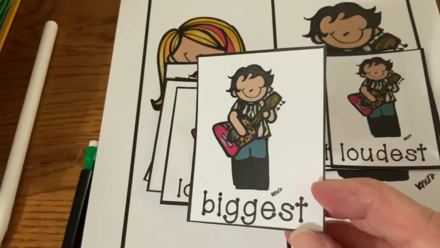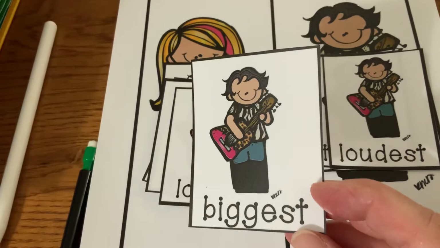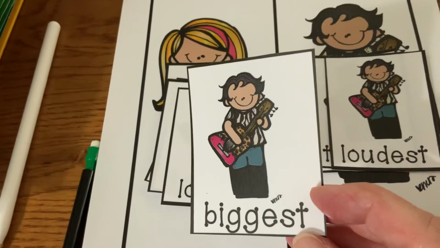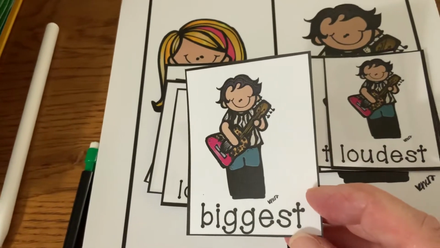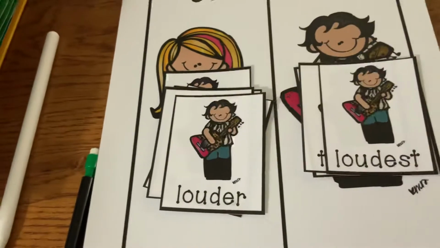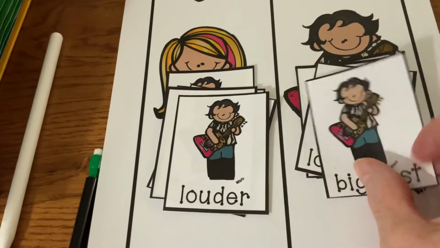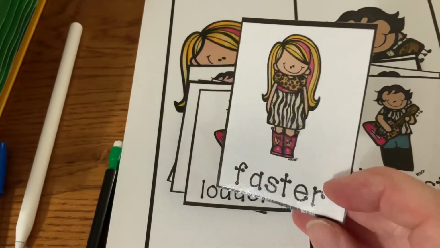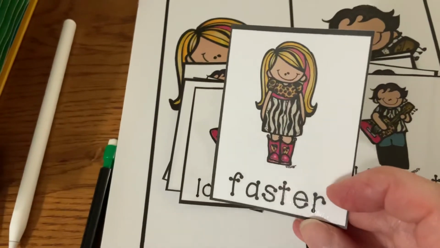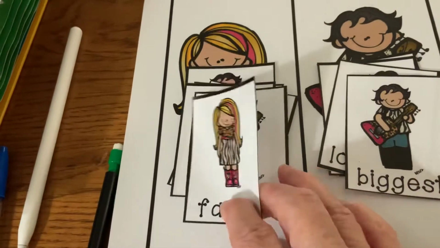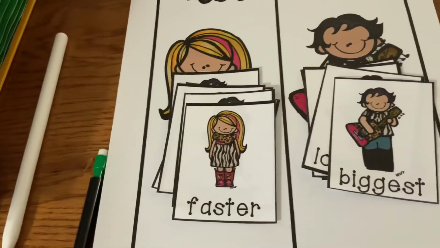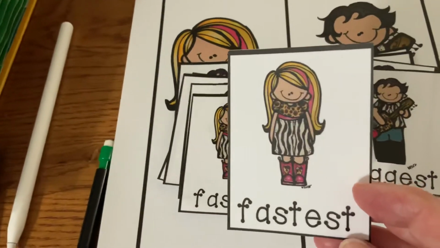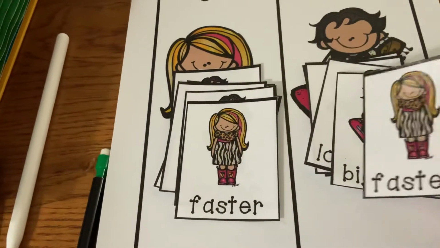Biggest. He has the biggest bicycle of the children. So it's more than just two bicycles. So it's EST. Faster. The train is faster than the car. So we put ER because we're comparing two things. But the airplane is the fastest. We're comparing three things now, so we put EST.